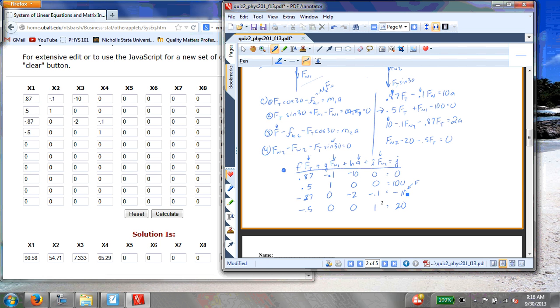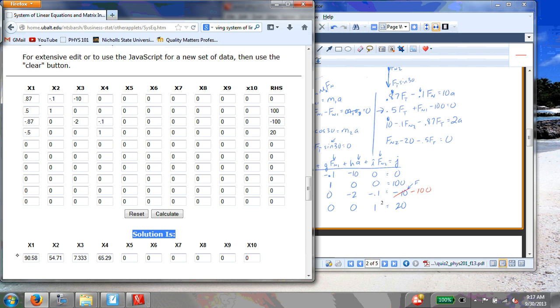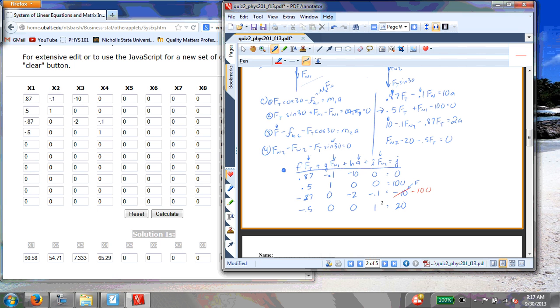Proceeding from there, where I'm allowing this now to not be 10, but to be negative 100, I found Ft, which was our first variable, to be 90.58. So Ft is going to be 90.58 newtons. And then just to check, what you're looking for is the acceleration of the system. The acceleration, which is the third number, is going to be 7.33. So I'm going to write that down, 7.33 meters per second squared. Let's go ahead and write down the others too.